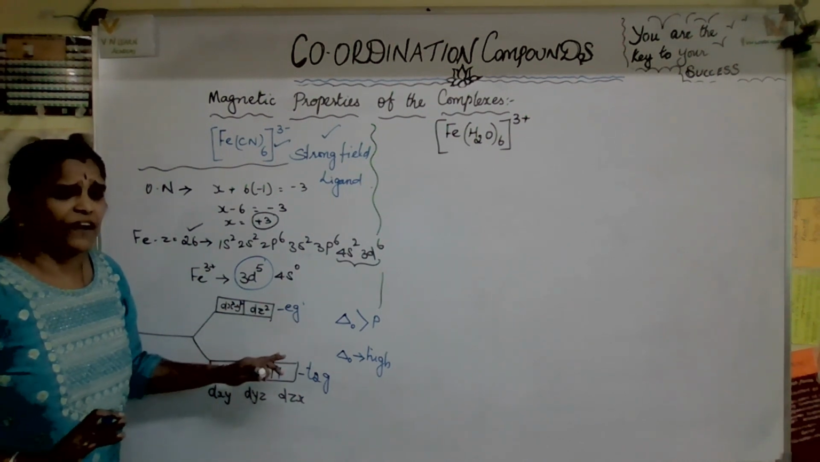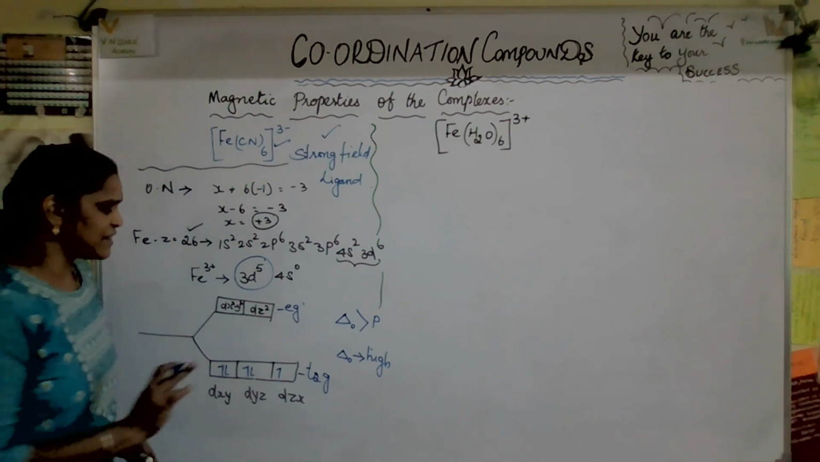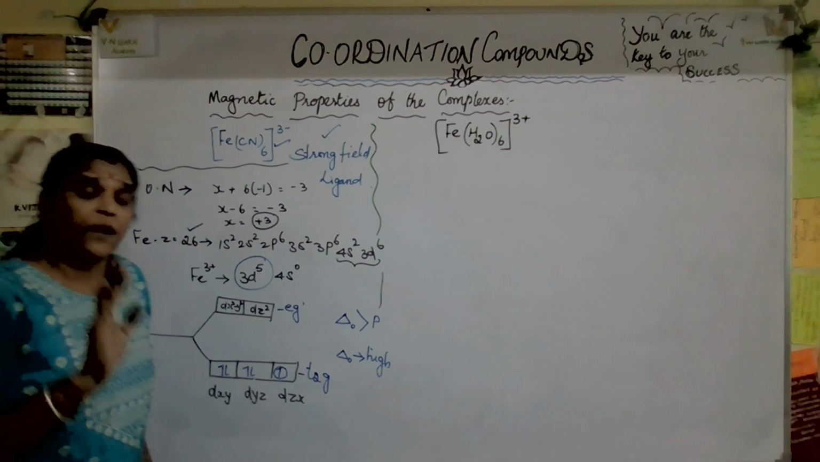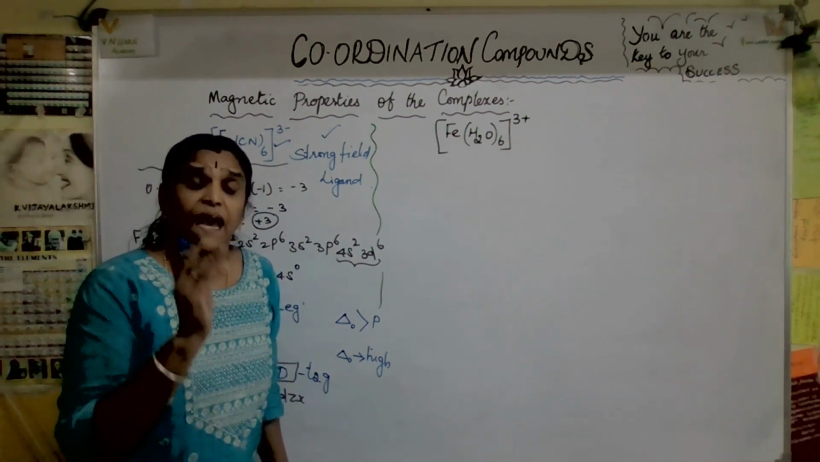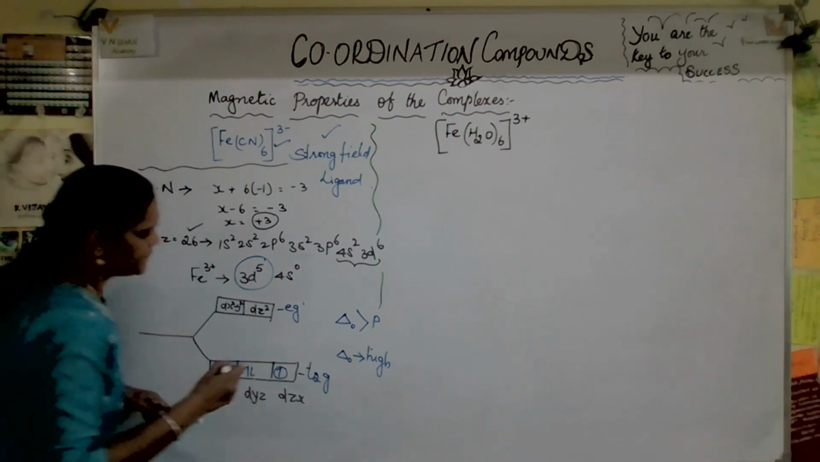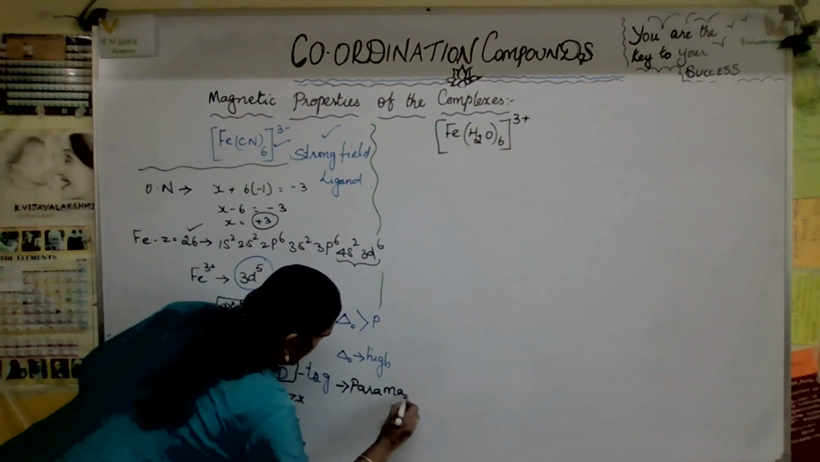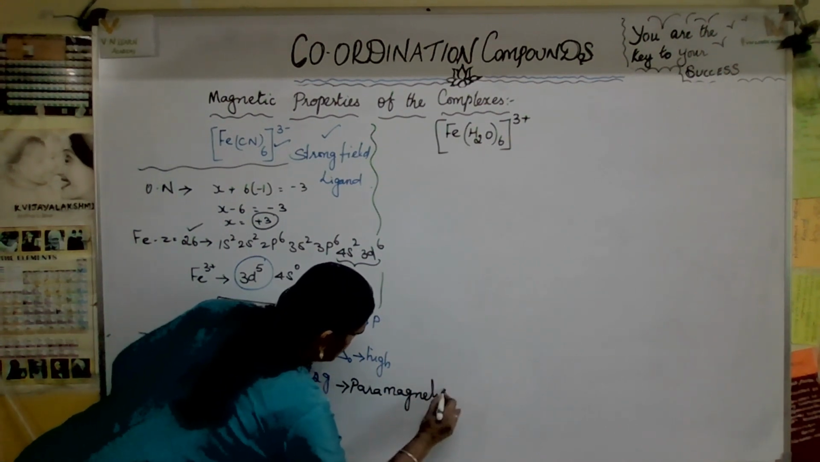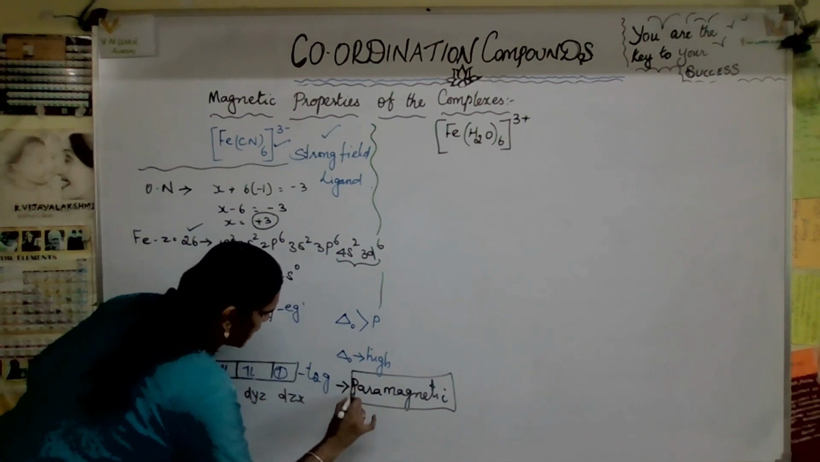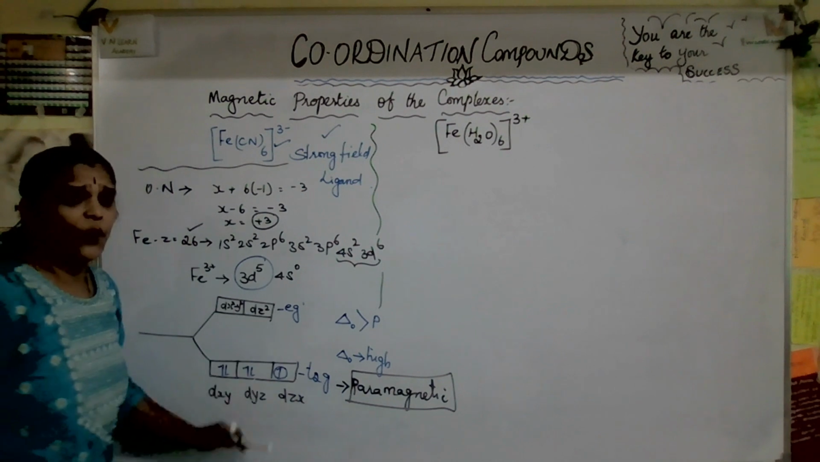How to identify? Okay, now here, how many unpaired electrons are there? Here, only one unpaired electron. Definitely, unpaired electrons are there means it is paramagnetic. Same idea only, like VBT, same idea only. Paramagnetic, right? Okay. Now the next one. I hope you're clear with it.